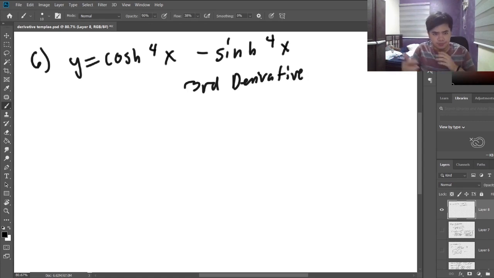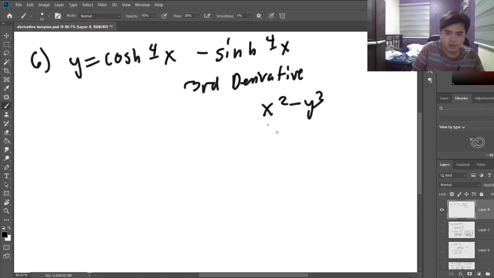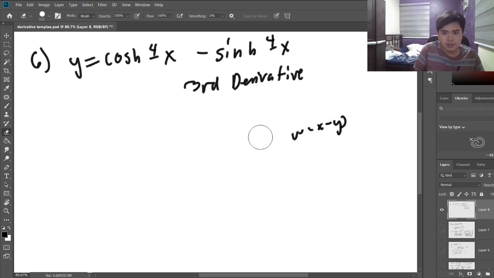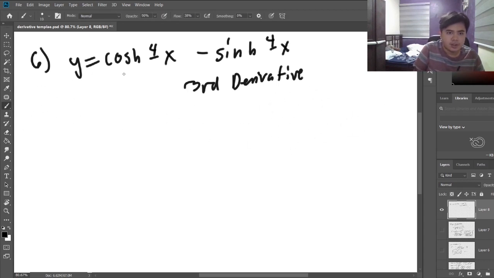So what can we do? Notice to the power 4, to the power 4, and there's a minus here. This looks like a difference of two squares situation. So remember difference of two squares. x squared minus y squared is going to be x plus y times x minus y. That's easy enough. So let's apply it here.